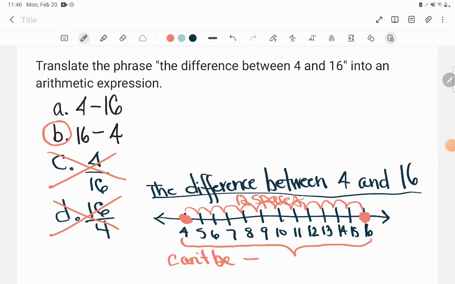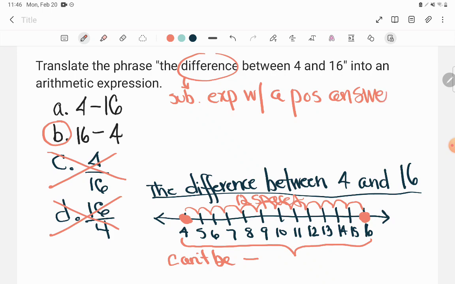Basically, there are 2 ways to guarantee your answer is positive. So if they ask you to find the difference or the distance on the GED, it's not just subtraction. Okay, it's not just subtraction. It's a subtraction expression with a positive answer. So yeah, it's related to subtraction, but it's not exactly the same thing. Okay, so 2 ways that I can make sure I have a positive answer.